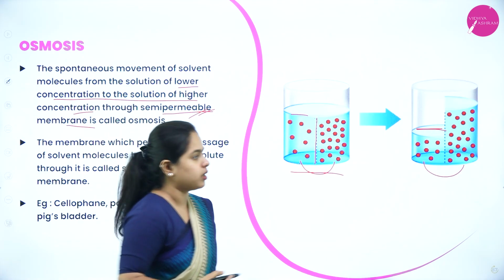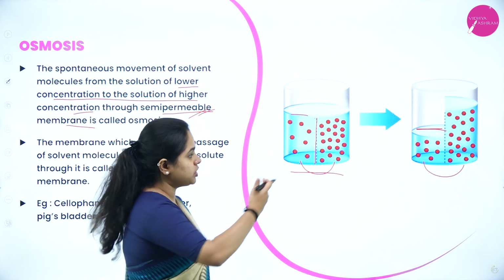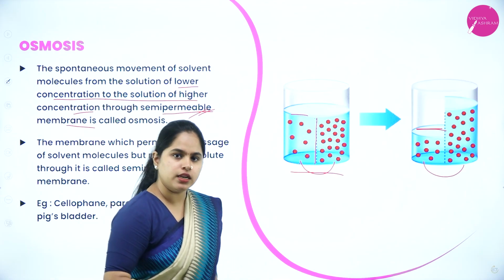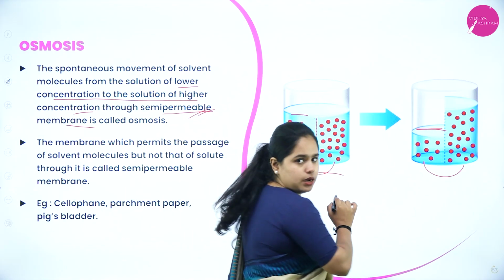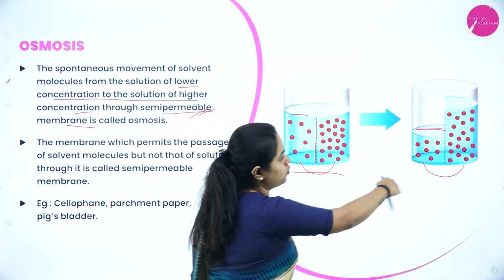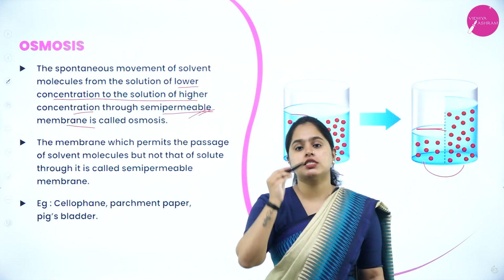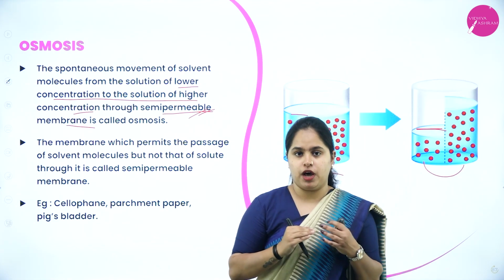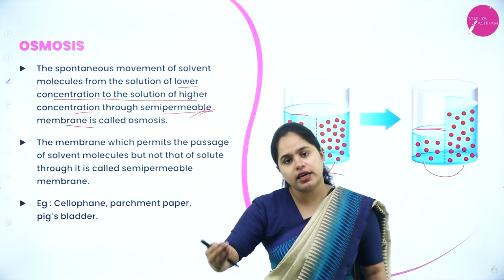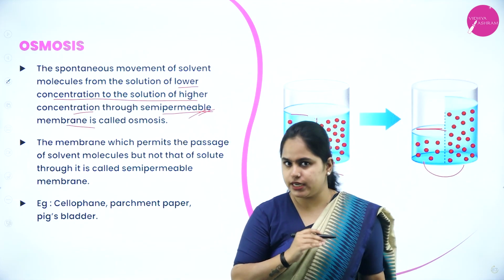So, what has happened here? Only the solvent particles have moved from the solution having less concentration to the solution having higher concentration, right? I hope it is clear. That is why the level has come down here, because water is the solvent. So the solvent has moved to the solution part. Clear? So, once more, what is osmosis? It is the movement of only solvent particles from the lower concentration solution to the higher concentration solution through a semi-permeable membrane. Even that is important, right?